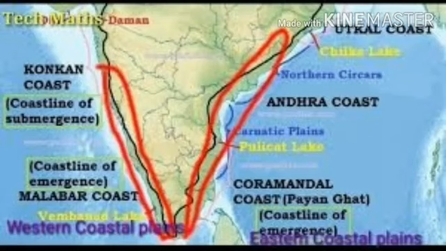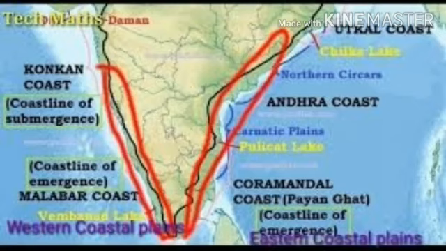Students, what do you know about the coastal plains? Yes, the coastal plains extend in the form of a strip along the Bay of Bengal on the east and the Arabian Sea on the west. The western coast, sandwiched between the Western Ghats and the Arabian Sea, is a narrow plain. It consists of three sections.